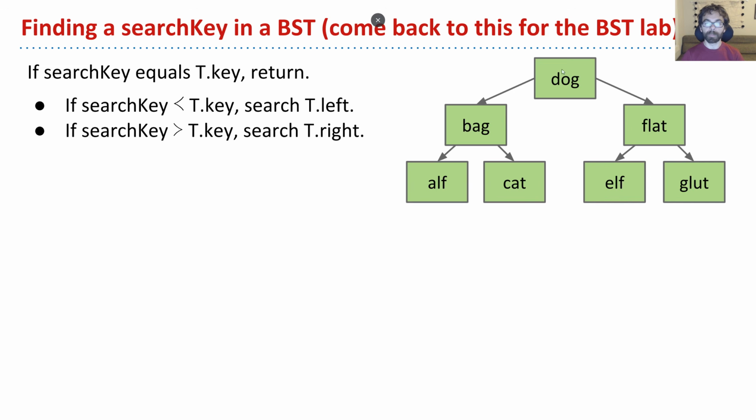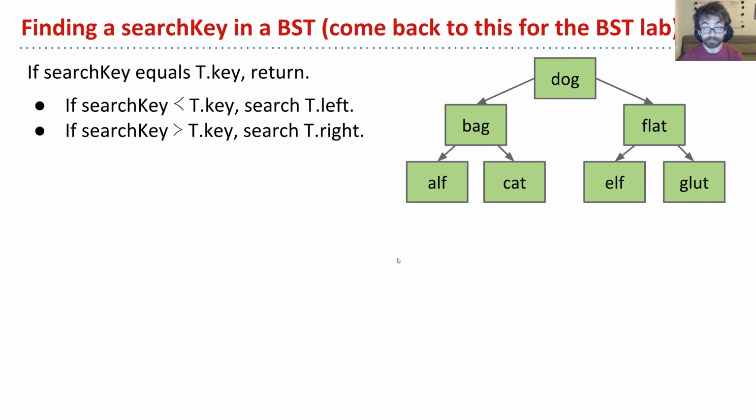How it works is we look at a particular node, t, let's say, and if the search key equals t.key, that is the thing we're looking for, we'll return and say we found it. If, however, the search key is less than t.key, then we'll go left. If the search key is greater than t.key, we'll search the right.